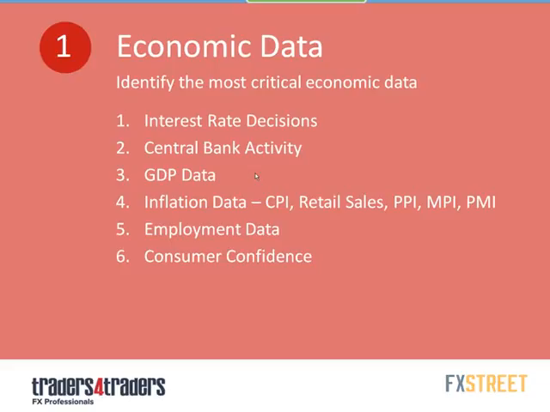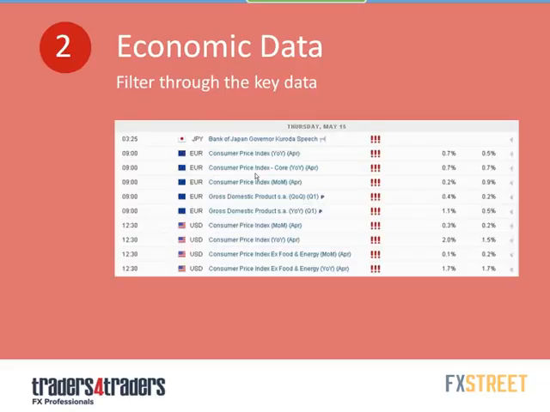Now there's a lot of other data here. There's housing, and the list goes on, but I just wanted to cover some of the most general and well followed events. Filter through your economic data. So this is the economic calendar from FX Street, and you can see that I filtered the data here based on the most important events. You can do this with most of the economic calendars out there, and it just gives you a good overview of what's important and what's not.